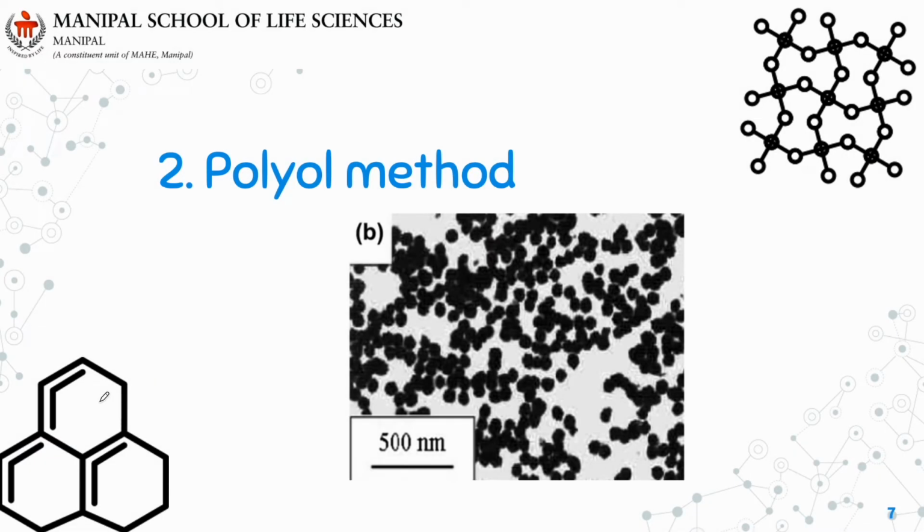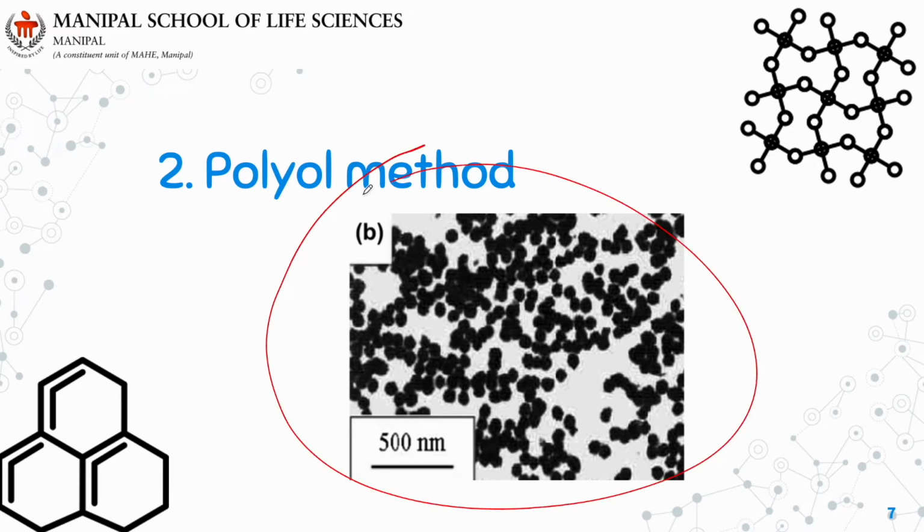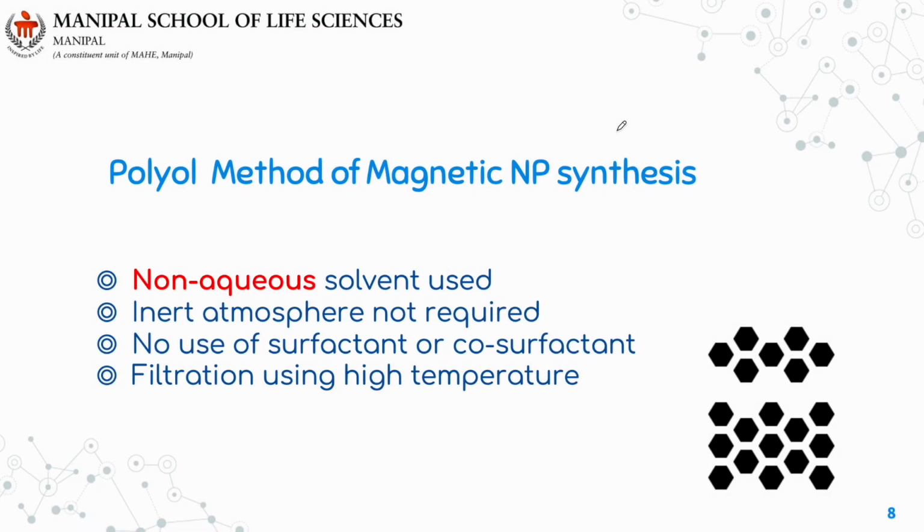So now let's discuss the polyol method. The photo you see right here is the photo of nanoparticles that we obtained after performing the polyol method. It's a very simple technique and it is very much the same as co-precipitation, but it will basically overcome all the disadvantages of the co-precipitation method. How? Let's see.